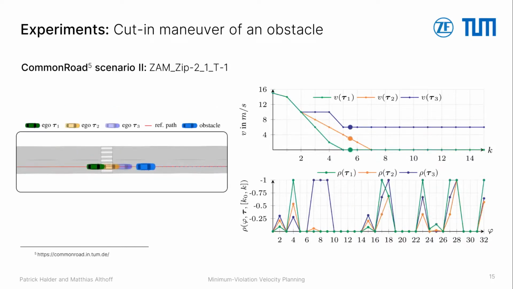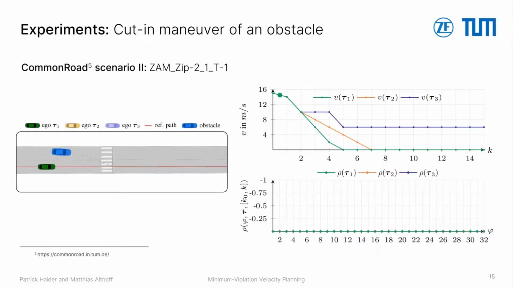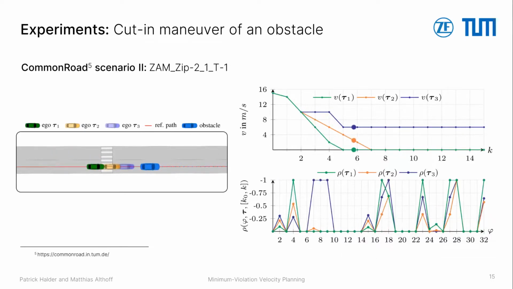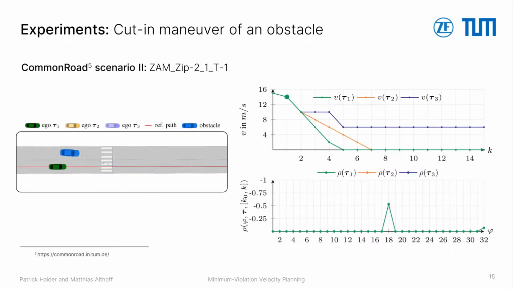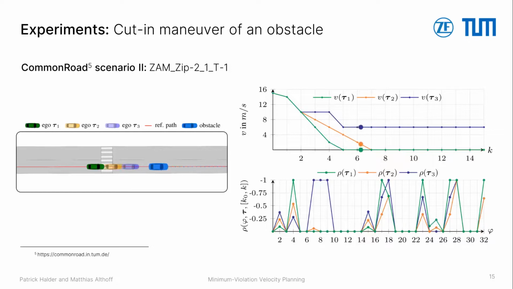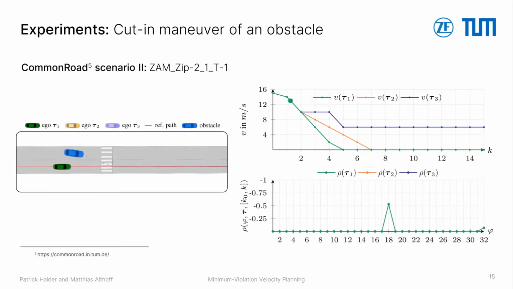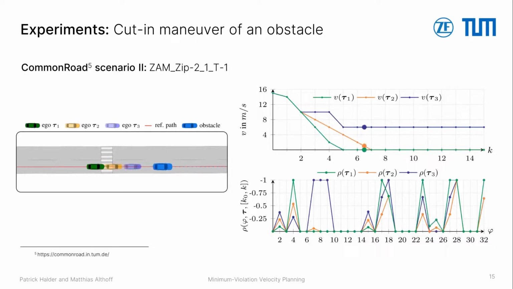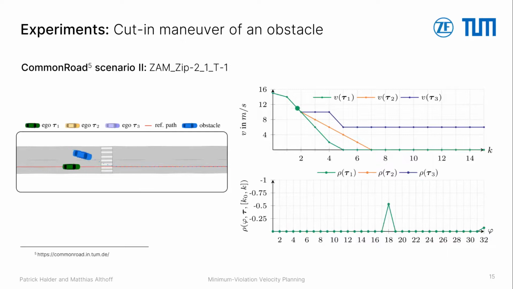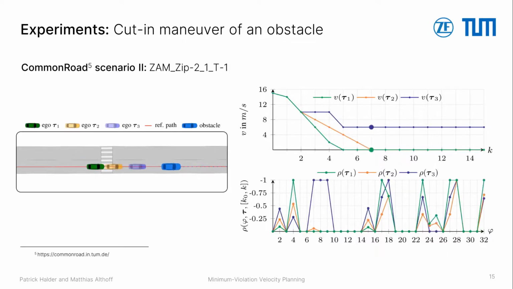In our next scenario, an obstacle performs a cut-in maneuver in front of the ego vehicle. The result is an unavoidable front bumper crash. You can see that all three trajectories violate the stop after crash rule, since all continue driving for some time. However, the green trajectory produces the fastest stopping maneuver and also minimally blocks the pedestrian crossing. Note that the blue trajectory does not block the pedestrian crossing at all, but since it violates the stop after crash rule more than the other two trajectories, it is lexicographically worse.